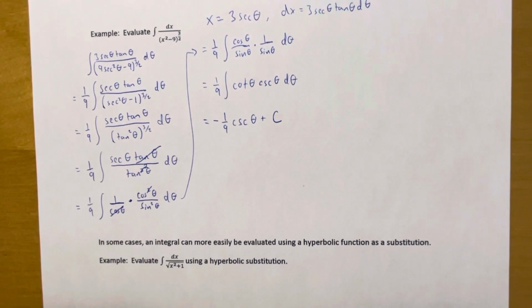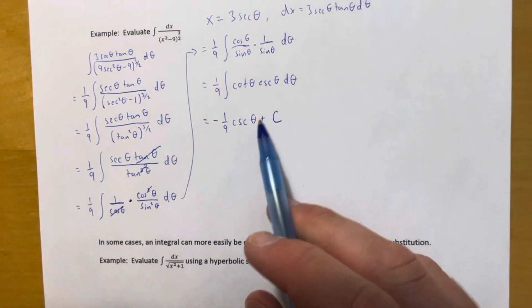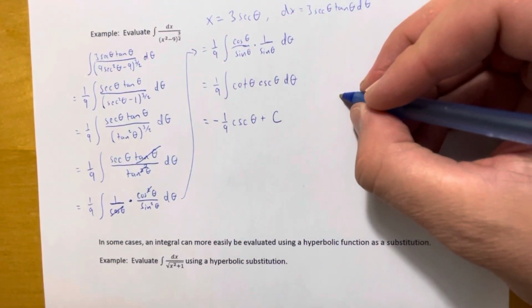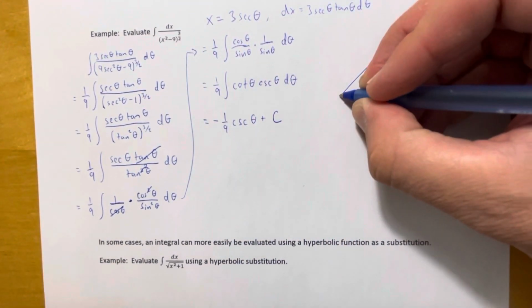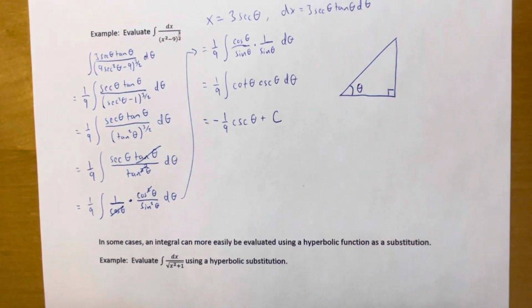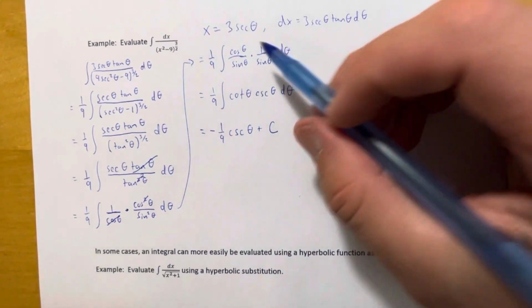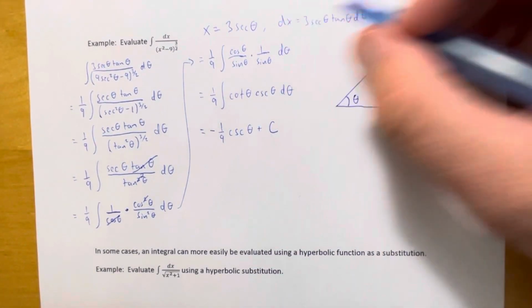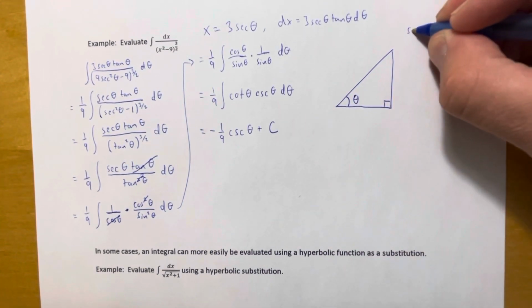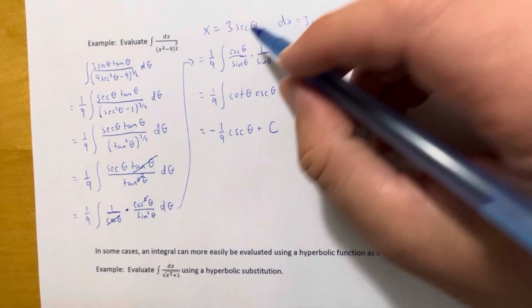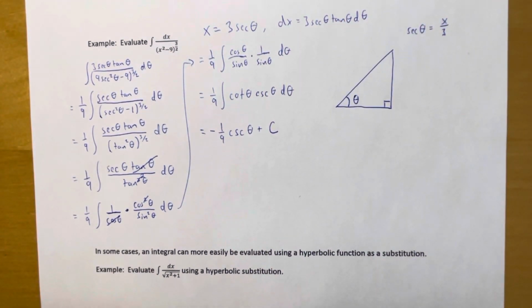Okay. Now, once again, we're not done yet because we don't want theta in our answer. We want x in our answer because that's what we started with. So back to the right triangle. Here's my right triangle. Let's identify that as my theta. And then how do I relate theta to x? I use my substitution, but I'm going to rewrite it as secant of theta equals x over 3. So solve for the secant of theta there.